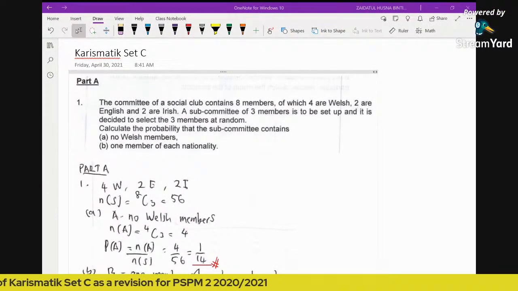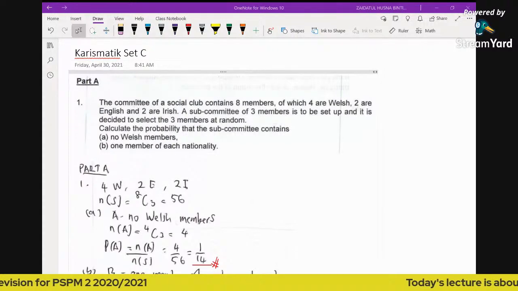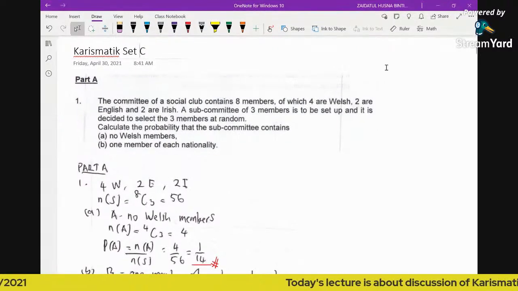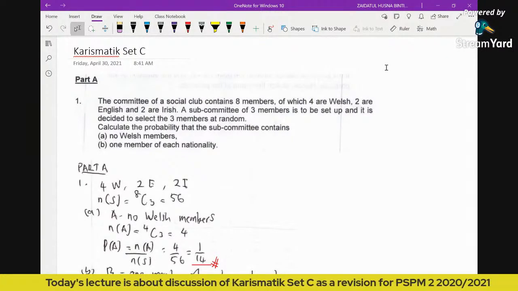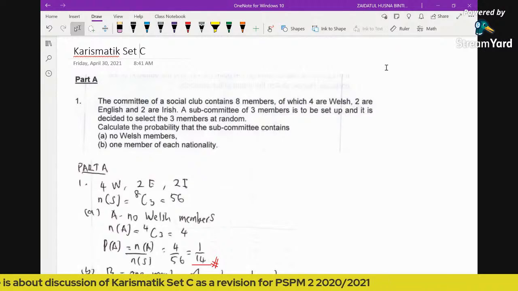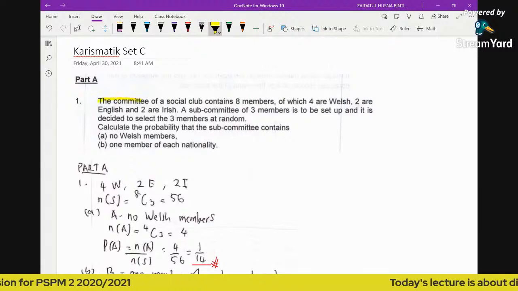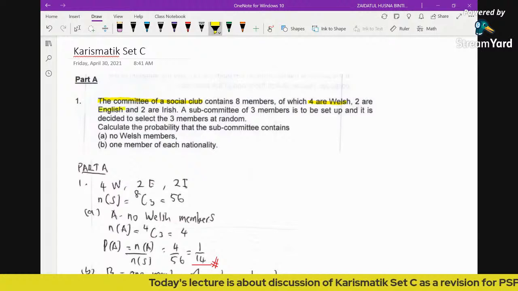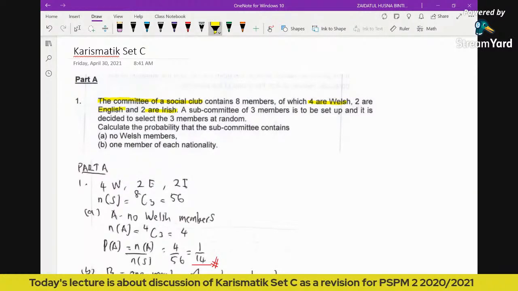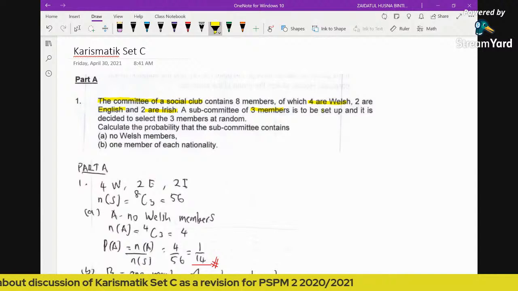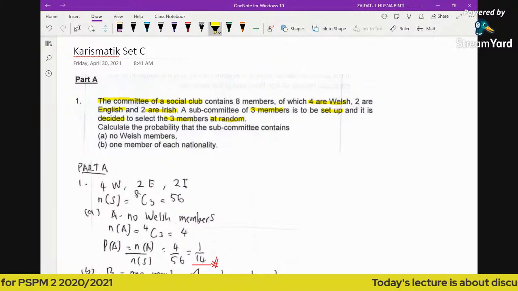Okay, so this is basically the set which complies to the PSPM format. So we're going to have 2 parts for the paper, part A and part B. So let's discuss the first part. Part A. The question says, the committee of a social club contains 8 members, of which 4 are Welsh, 2 are English, and 2 are Irish. A subcommittee of 3 members is to be set up, and it is decided to select the 3 members at random. So now, we are talking about choosing 3 members out of 8.